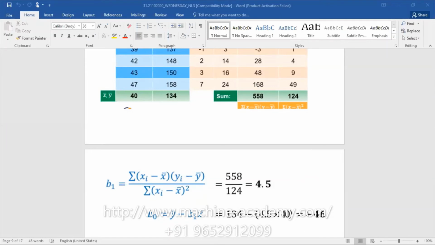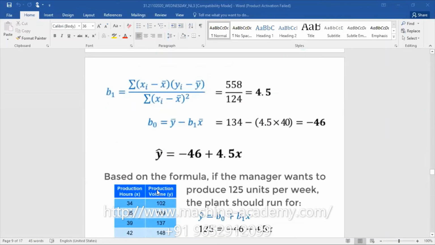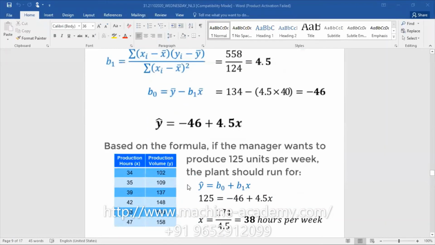This we are substituting here: Y cap equals minus 46 plus 4.5x. Now, based on the formula, if the manager wants to produce 125 units per week, the plant should run for how many hours? 125 equals minus 46 plus 4.5x. Here x is 38 hours per week. If you run it, you will get 125 units per week.